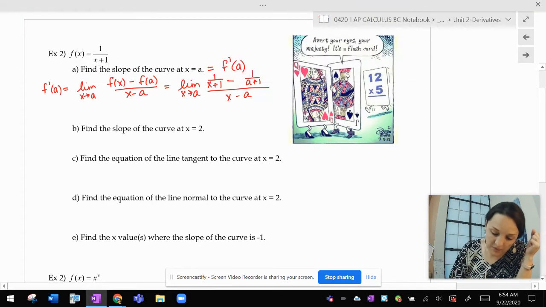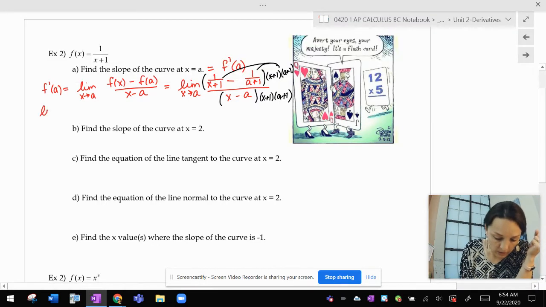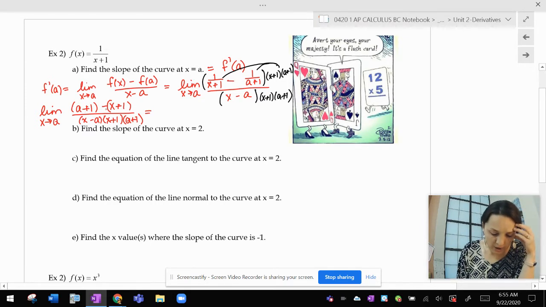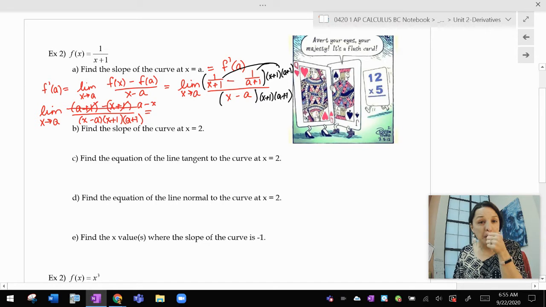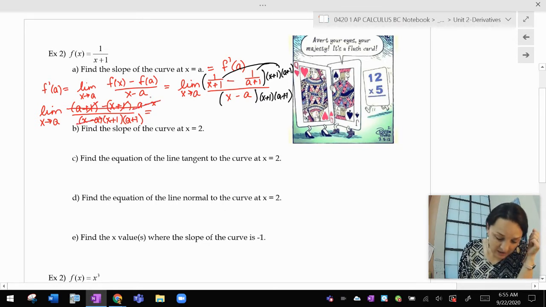I am going to do that by simplifying, multiplying the numerator and the denominator by the least common denominator for those two fractions. When I distribute that LCD, I end up with the limit as x approaches a of a plus 1 minus x plus 1, divided by x minus a, x plus 1, a plus 1. If I simplify that, a plus 1 minus x minus 1, the ones add to 0. So in the numerator, this really becomes a minus x. And a minus x divided by x minus a is really negative 1.